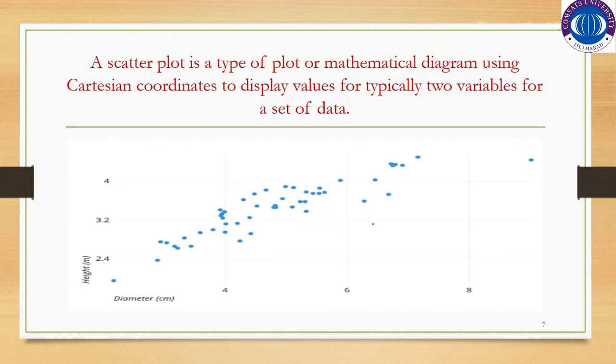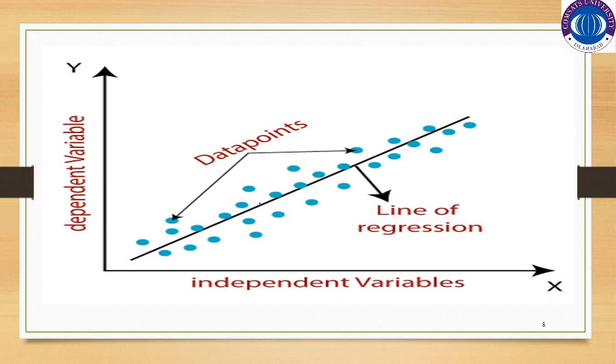And when we marked all the points on the axis, something like this would be the behavior of the data points. Let's suppose if we have height on y-axis and diameter on x-axis. So these are all the data points and this is the scatter plot. So these are the data points and what we will do, we will fit a trend line or a line of regression to find out the behavior of the data points.